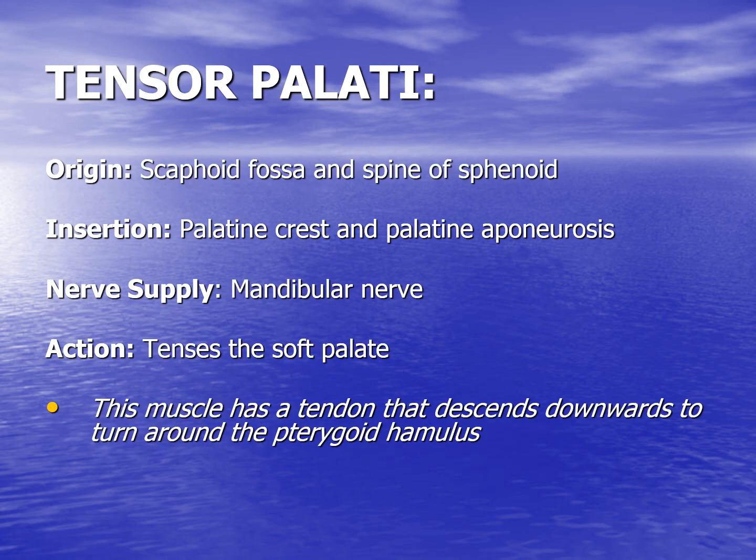Tensor palatine. Origin scaphoid fossa and spine of sphenoid. Insertion palatine crest and palatine aponeurosis. Nerve supply the only one from the mandibular nerve. What is the action? Tenses the soft palate. The strange thing about this muscle is that it has a tendon which turns around the pterygoid hamulus, and this is very important.